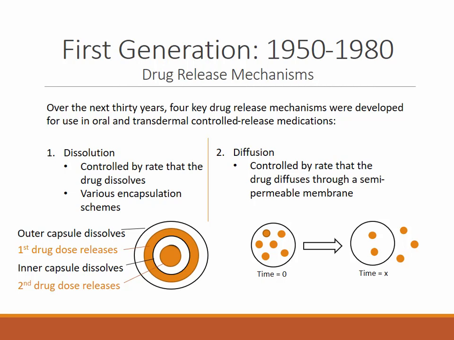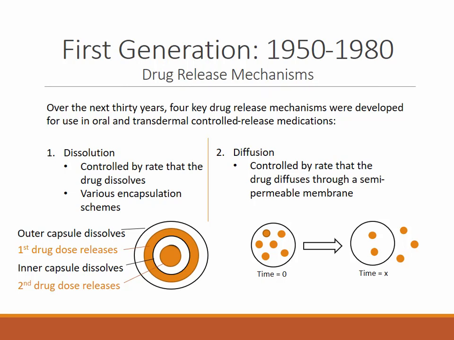So I drew a little cartoon here. You can see the outer coating is just an inert coating. If you've ever seen a drug formulation that says enteric coating on it, that means that the exterior coating of it is built to survive through the stomach acid and reach the intestines. So let's say you take the drug, this outer coating is dissolving, you reach the intestines, and the first drug dose is released.